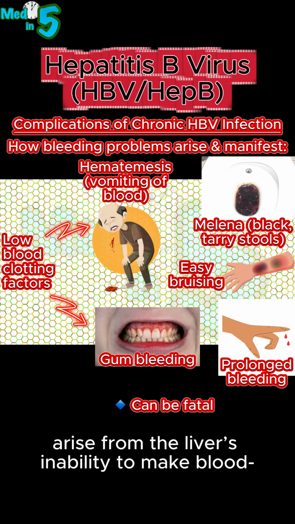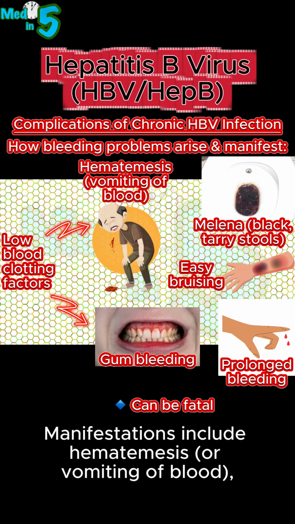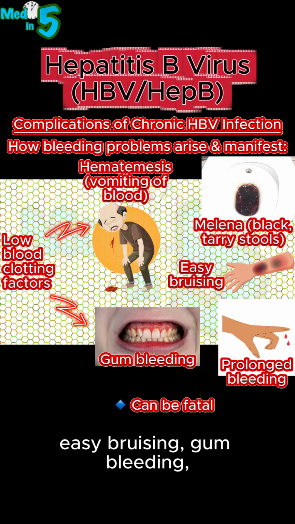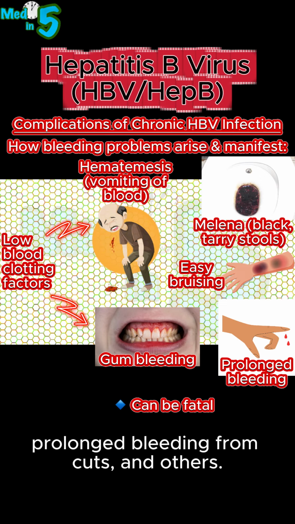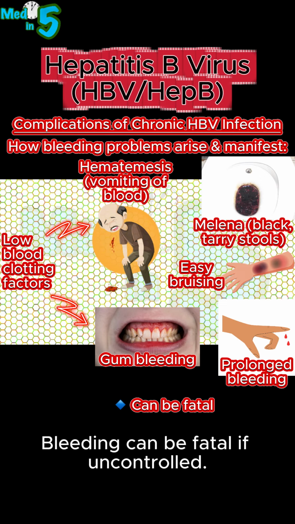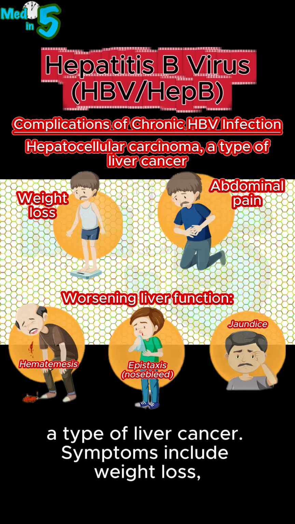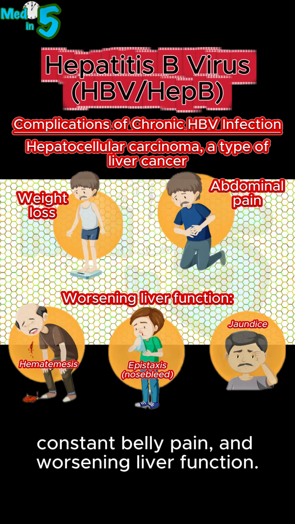Bleeding problems arise from the liver's inability to make blood clotting factors. Manifestations include hematemesis or vomiting of blood, melena, with black, tarry stools, easy bruising, gum bleeding, prolonged bleeding from cuts, and others. Bleeding can be fatal if uncontrolled. Cirrhosis also elevates the risk of hepatocellular carcinoma, a type of liver cancer. Symptoms include weight loss, constant belly pain, and worsening liver function.